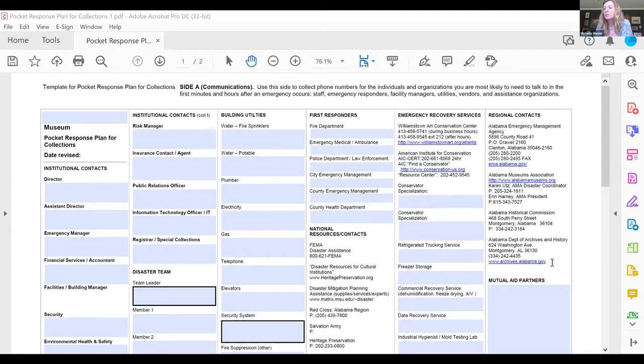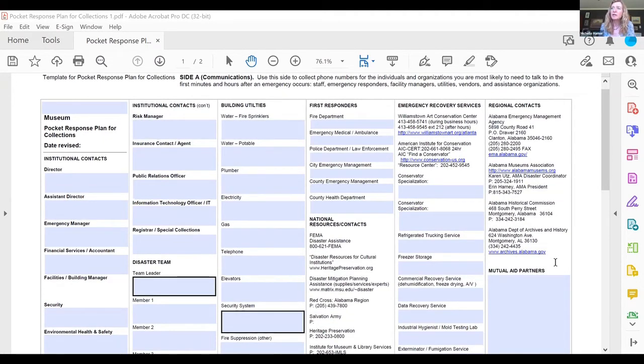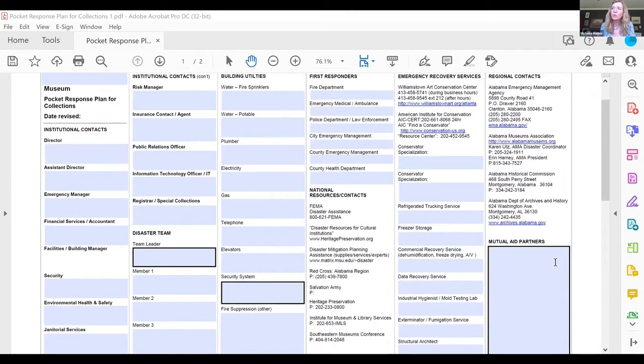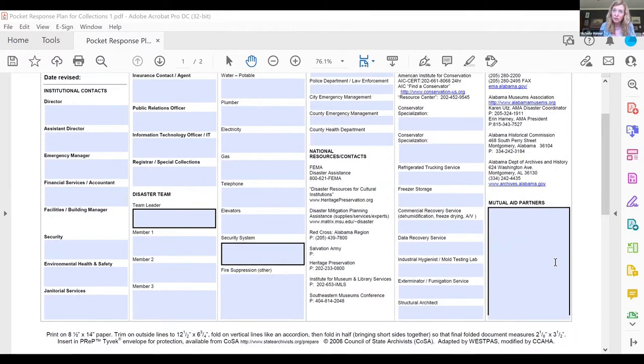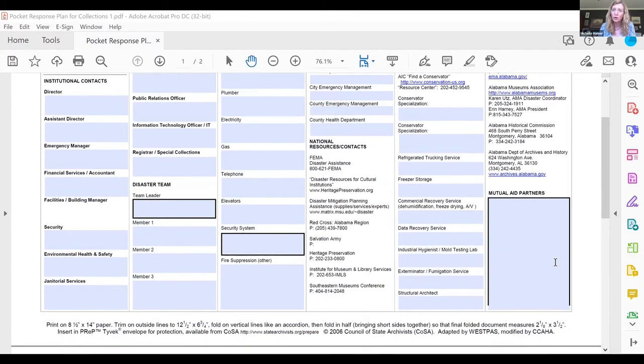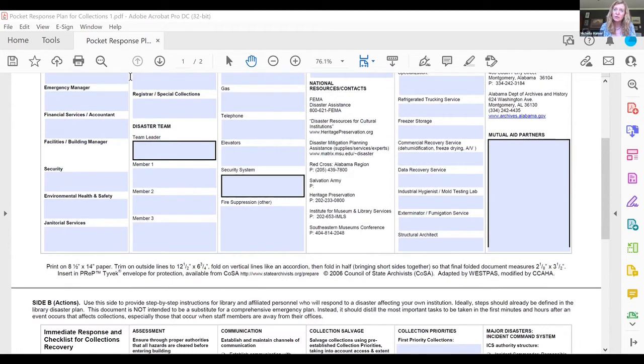And mutual aid partners. So this would really be who would be able to help you. Who else? Is there anybody else that would help you? A network of volunteers, international organizations. So just to think, if we did have a major disaster, who would help us? Who would we be able to call on? Like UCT did with theirs. Who would we be able to call on?